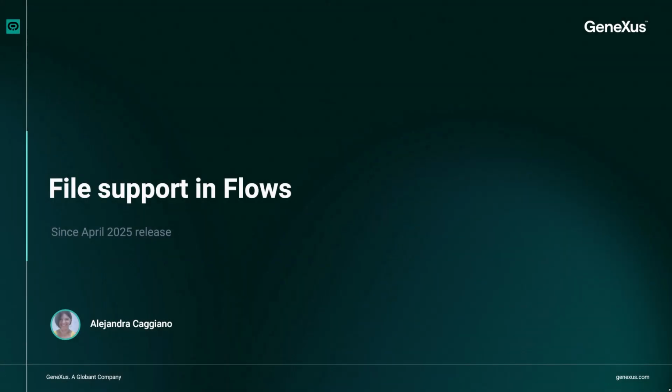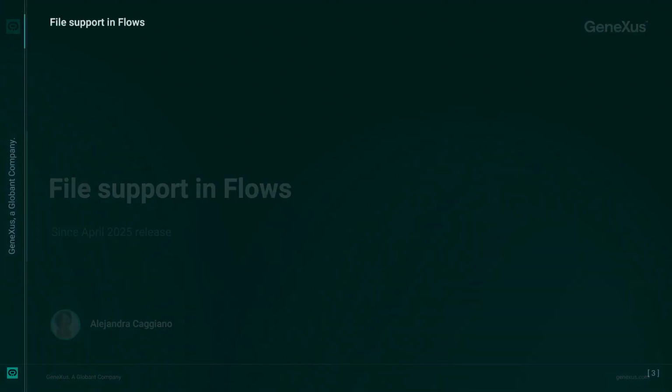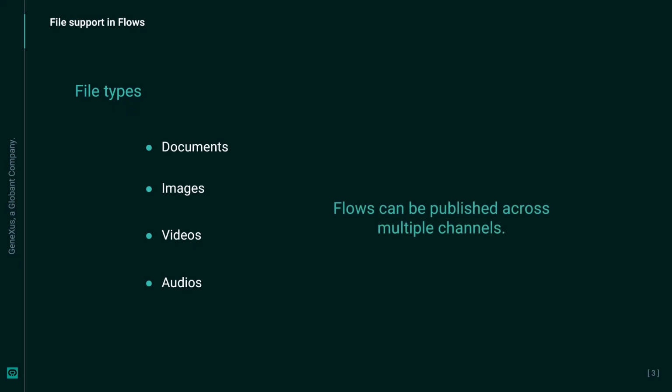As we already know, a flow enables real-time dynamic conversations with end users, allowing the integration of multiple assistants and agents. Within this solution, it is possible to send several types of files to those agents within the flow. These can include documents, images, videos, and audio. It's important to note that because flows can be published through multiple channels, such as the web, WhatsApp, etc., it's possible to send files to one or more agents through those channels.